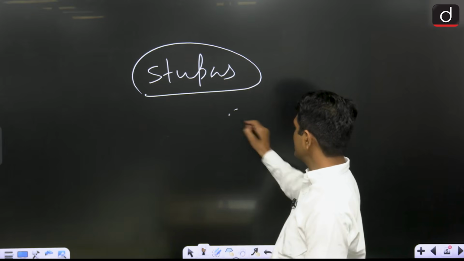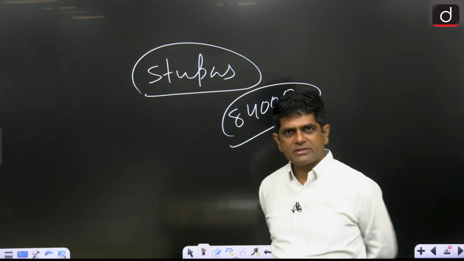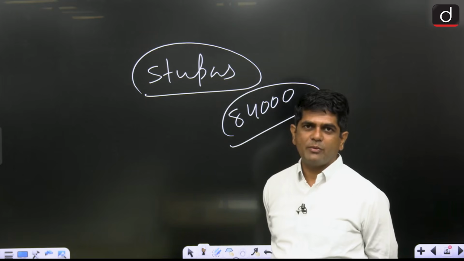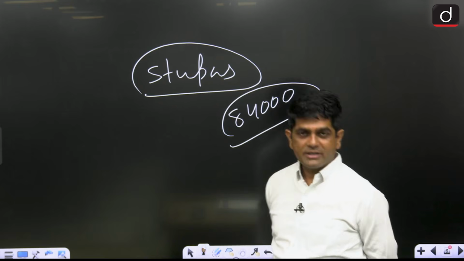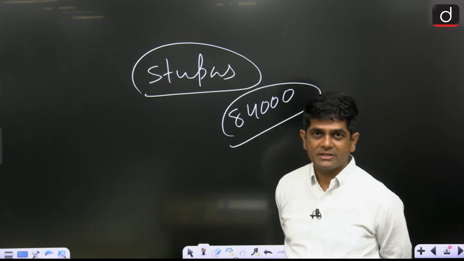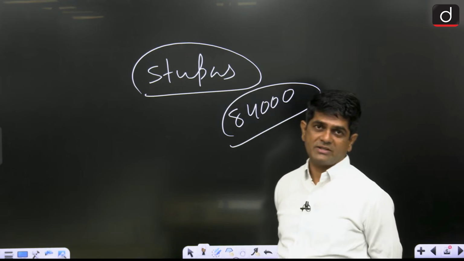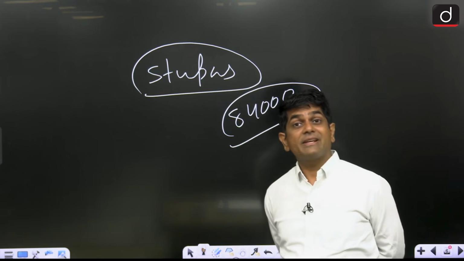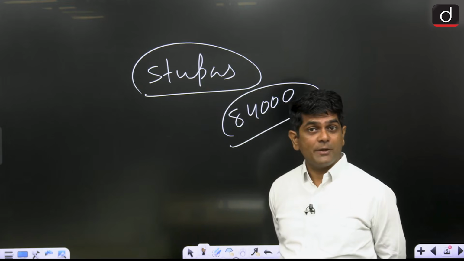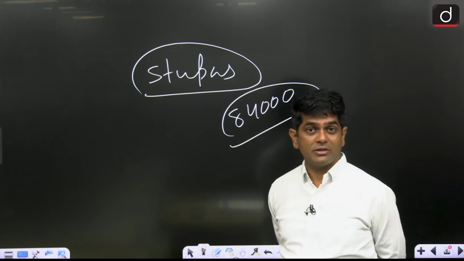how many stupas? Answer is 84,000 Buddhist stupas. And the prominent stupas built by Ashoka, already discussed. Sanchi, the great stupa of Sanchi. Where is Sanchi? Madhya Pradesh. Then Bharhut stupa. Where is Bharhut stupa? Answer is once again Madhya Pradesh. Then Kesariya stupa, North Bihar. Then Dharmarajika stupa. One is at Takshashila, second one is at Sarnath, already discussed.